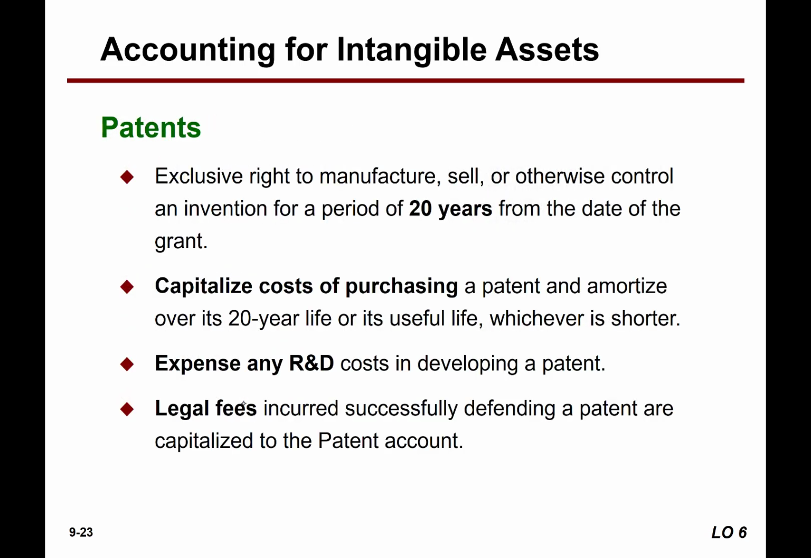Now patents have a what? We are going to capitalize those, put them on the balance sheet, and then amortize them over a period of 20 years. 20 years is the maximum life. Can there be a shorter life than 20 years for a patent? Yes, there can. If you have the patent to the flip phone and you invented that 10 years ago, sorry, it's over with, right? Nobody cares anymore.